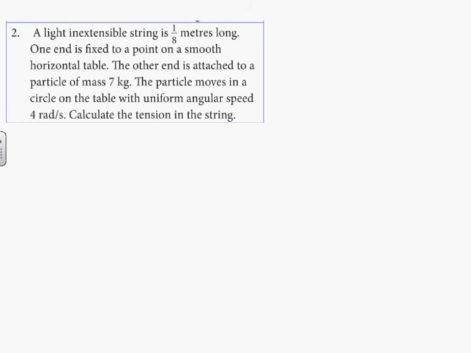What we have here, guys, is a light inextensible string 1/8 meters long. One end is fixed to a point on a smooth horizontal table. The other end is attached to a particle of mass 7 kilograms. The particle moves in a circle on the table with a uniform angular speed of 4 radians per second. Calculate the tension in the string.